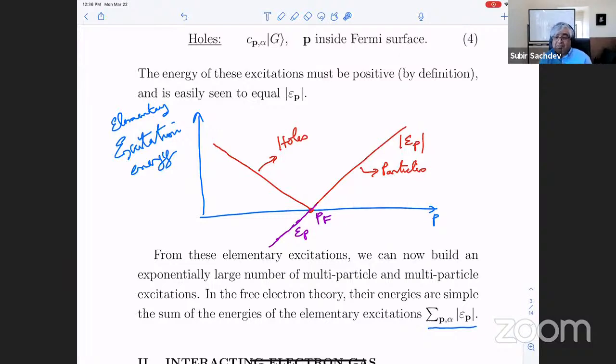So this tells you, if I believe this adiabatic continuity argument, that even the interacting electron gas has a Fermi surface, because the Fermi surface is the boundary in momentum space which separates elementary excitations with charge +1 from those with charge -1.